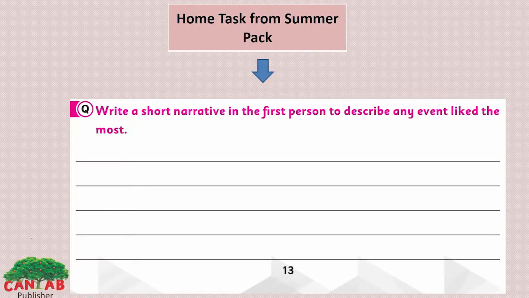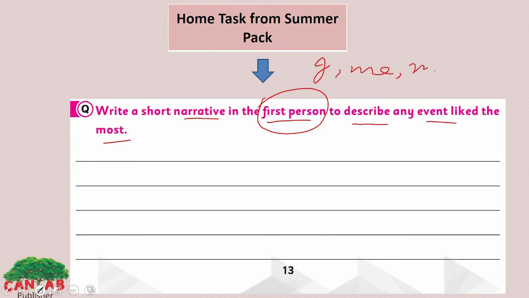Dear student, this is your home task from summer pack. What you need to do, you have to write a short narrative in the first person to describe any event you like the most. First person means I, me, my, mine, myself.